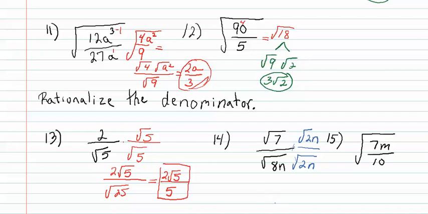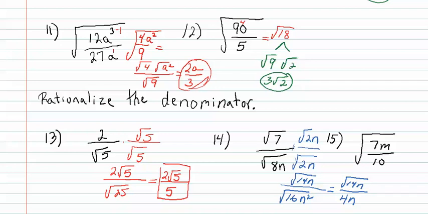Okay, so at the bottom we have 8 times 2, and that's 16 square root, because we have a square root of 8 times the square root of 2. Then we have n times n is n squared. At the top, we have 7 times 2 is 14. So we have the square root of 14n. Okay, now at the bottom, square root of 16 is 4. The square root of n squared is just n. And at the top, I have square root of 14n.